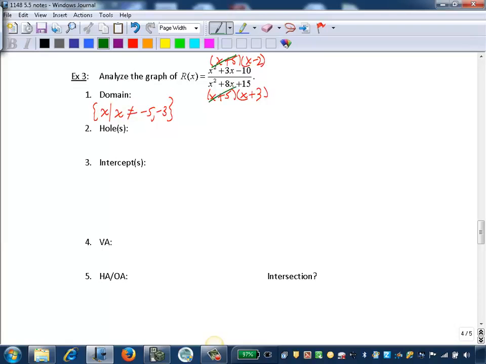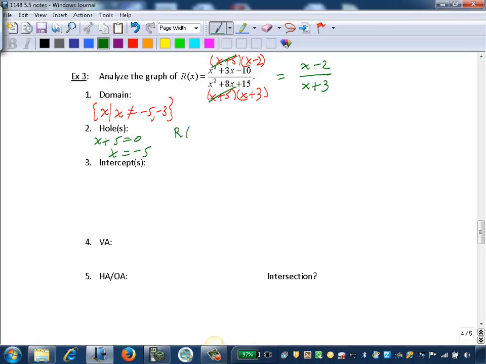So we're going to reduce this function, but that common factor means that there is a hole when x plus 5 equals 0. So we set this to 0, and we can see there's going to be a hole when x is -5. So that's the x value. And now once this is reduced, we've got x minus 2 over x plus 3. We now need to evaluate to find the y value of that hole. We have to graph an x and a y pair, not just the x value.